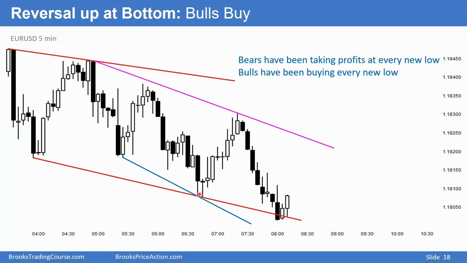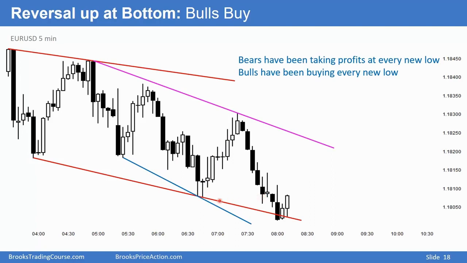They buy this low. Some bulls will buy this low, use a wide stop, and scale in lower, knowing that every prior new low led to a profitable trade if you bought the low. Buying below this low, you made money. Buying at this low, you made money. Buying at this low, you probably will make money.